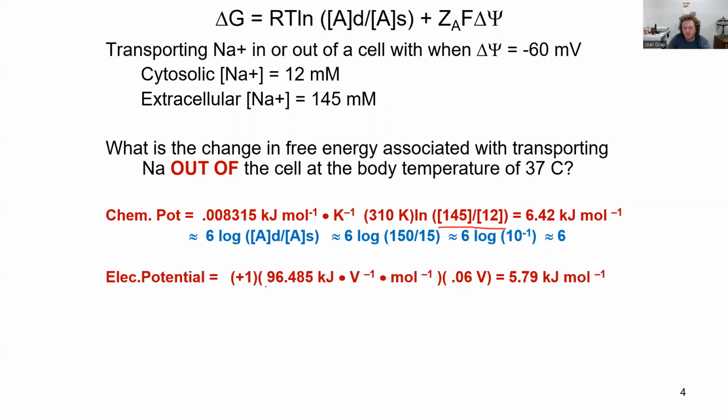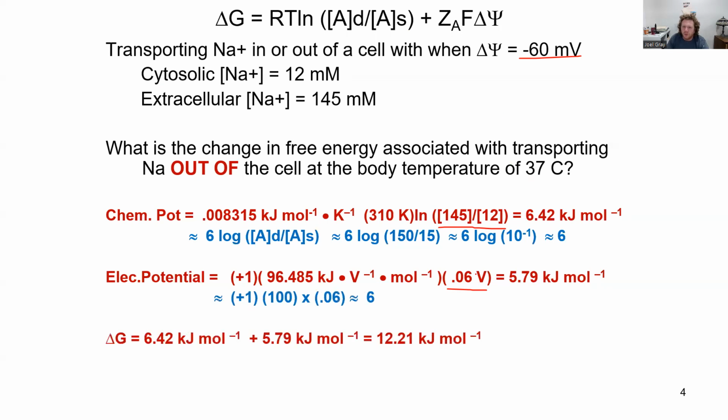Our electrical potential difference, 1 times 96.485 times 0.06. Well, again, the thing that we need to consider is we did change our delta psi, but we need to change it to a positive value because now we're talking about moving from the inside of the cell to out. So we're expelling that sodium. Whenever we talk about moving sodium from the inside out, it ends up with a very positive value. Or sorry, much less favorable, since it's a positive value.